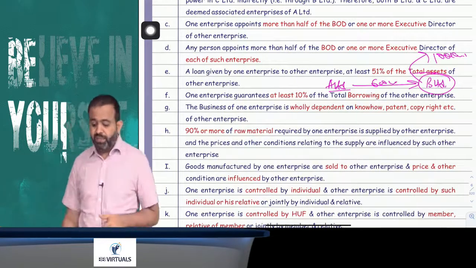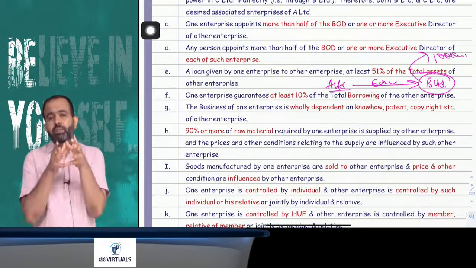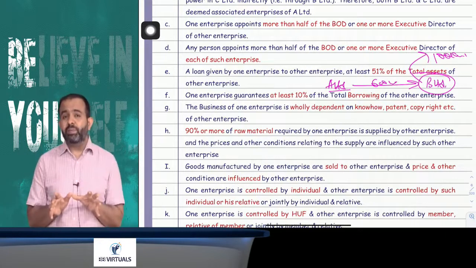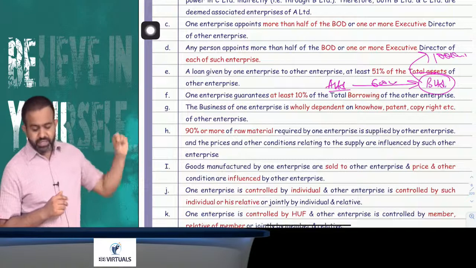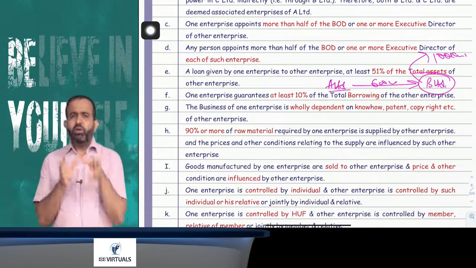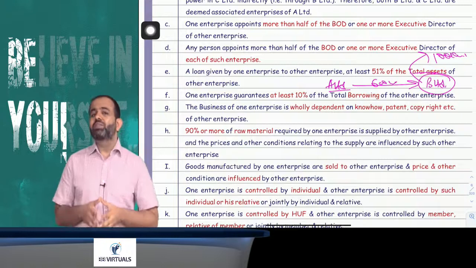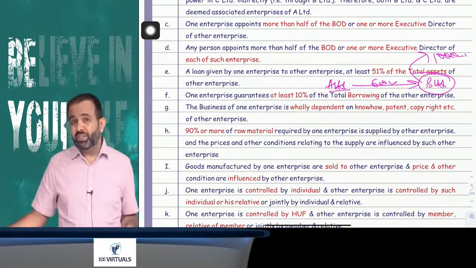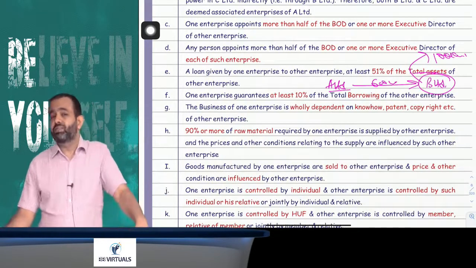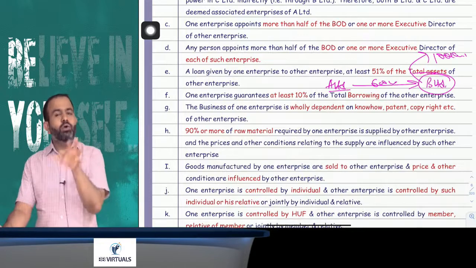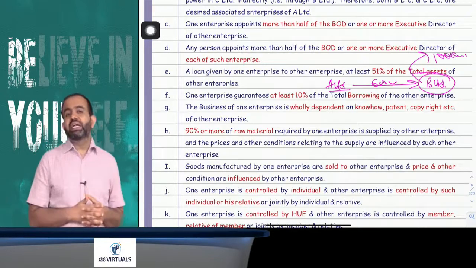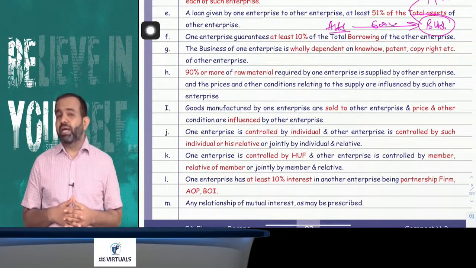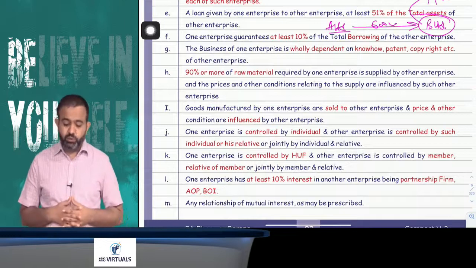Transfer pricing is applicable. One point says that suppose any one enterprise requires raw material, and out of the total raw material requirement, 90% or more of the material is supplied by one enterprise. Whatever your total raw material requirement, if 90% or more is supplied by any one enterprise, and that other enterprise influences the price and all, in that case both enterprises will be treated as associate enterprises.